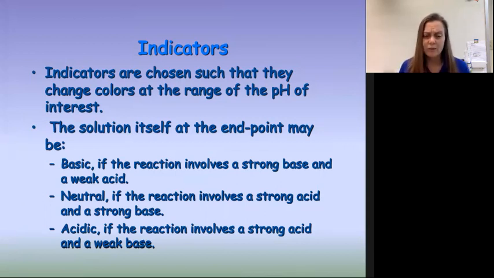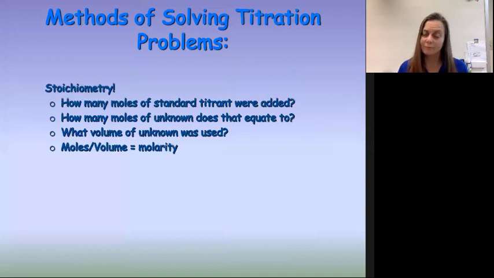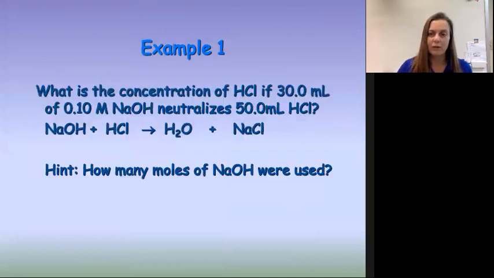So how do we use this information? How do we use the volume that we learned from the burette and the molarity of the known solution to figure out the molarity of the unknown? Well, stoichiometry. We're going to figure out how many moles of the standardized titrant we used. We're going to figure out how many moles of the unknown that is. We're going to figure out the volume of the unknown that was used, and moles over volume equals molarity. So stoichiometry, we've done this before.